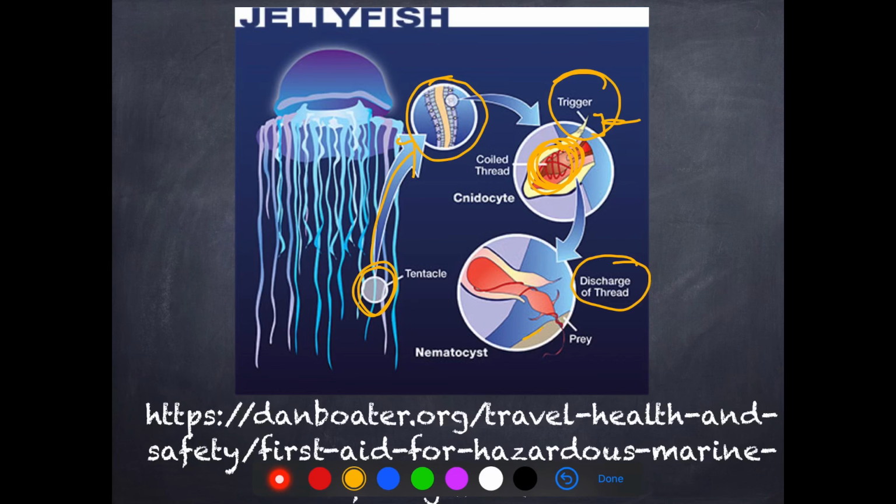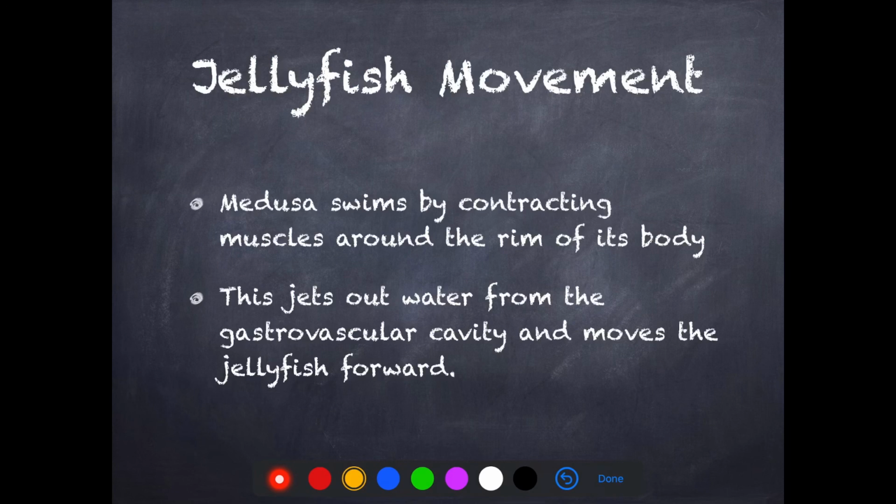So the thread is going to discharge, and then it will attach to a prey, and then the prey will either die and it will be able to digest it, or get severely hurt. And this is something that is just important for the jellyfish to have for protection. So make sure that you are not getting tangled up in the jellyfish. Swim the other way if you do see one.